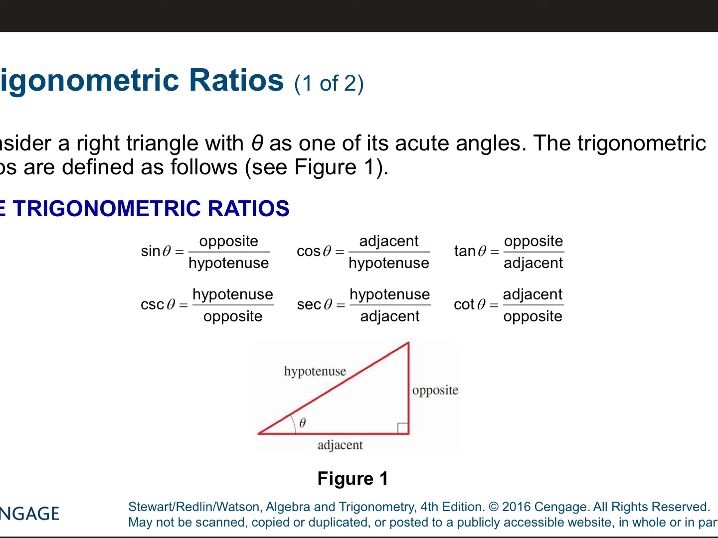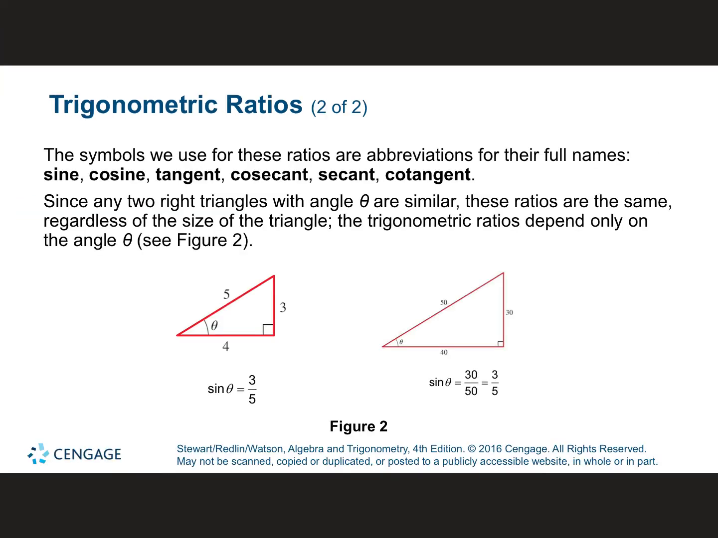Your cosecant is that CSC. Your secant is this SEC, and then your cotangent is that COT. So if we look at this slide, it tells us that the symbols we use for these ratios are abbreviations of their full names. So sine is SIN, cosine is that COS, tangent is TAN.